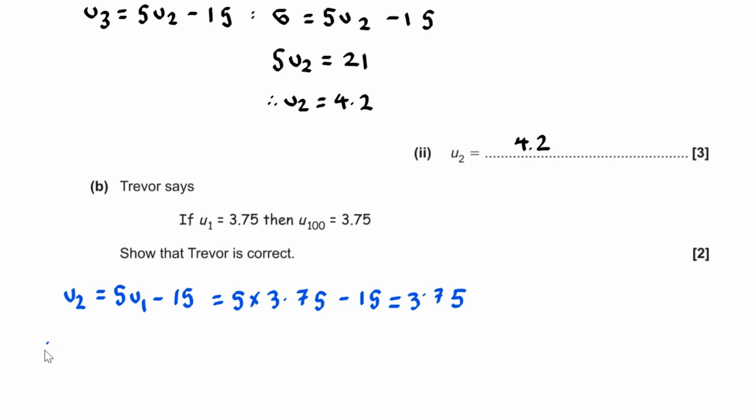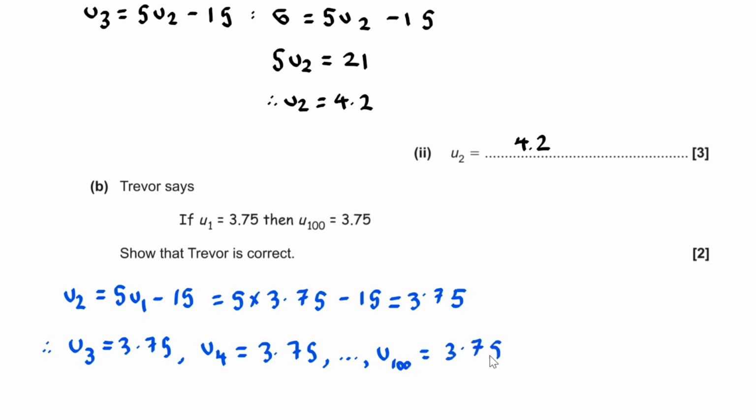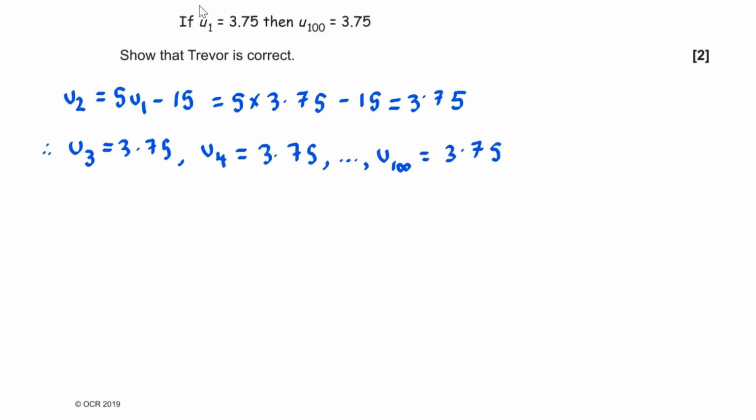And therefore u3 will equal 3.75, u4 will equal 3.75, and we could go on. All the terms are the same, so u100 will also equal 3.75. So what we can conclude from here then is, so all terms are equal, and therefore this person is correct.